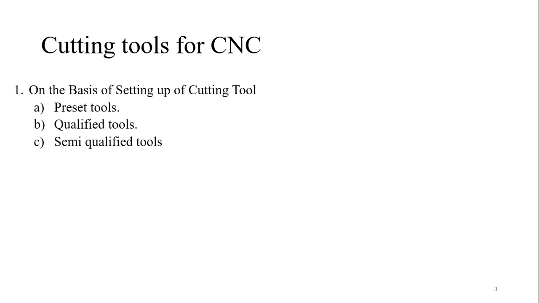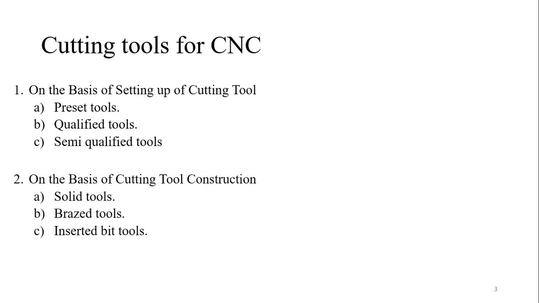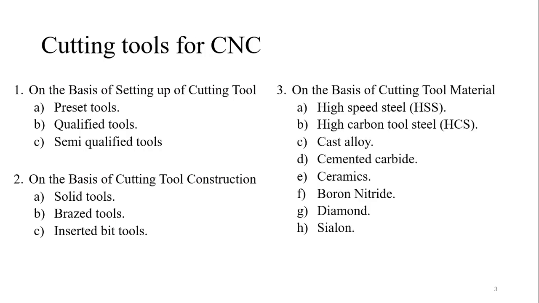The first is on the basis of the setting up of the cutting tool, meaning how these cutting tools are set up in the CNC machine. Then the second classification is on the basis of cutting tool construction, that is, how your cutting tool is made. The third one is on the basis of the cutting tool material, meaning what type of material is used for what type of cutting, and why and when it is used. All these things will be discussed in the coming lectures.